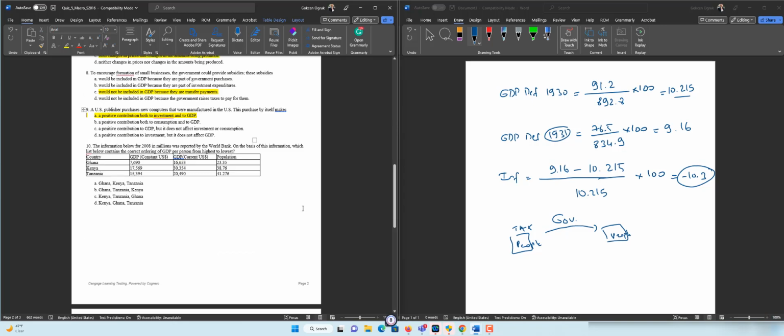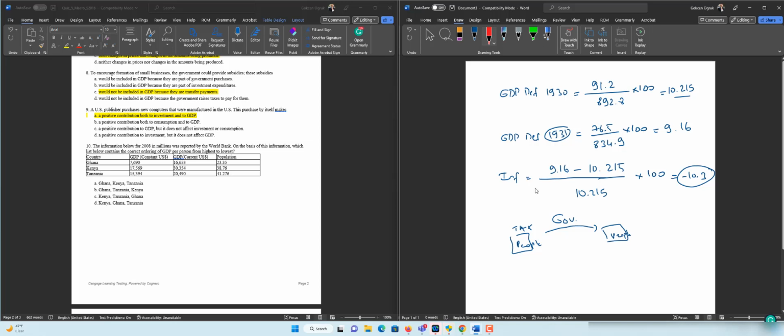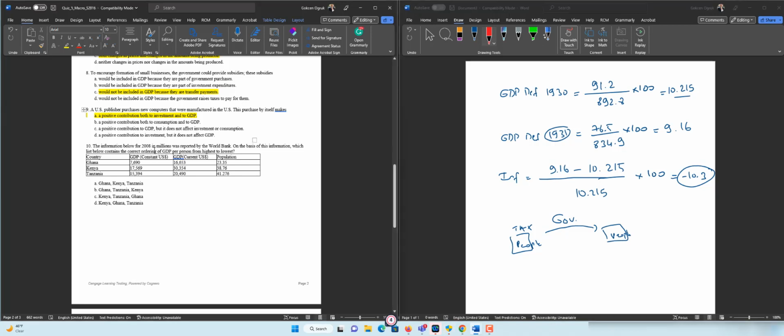And question number 10, the information below for 2008 in millions was reported by the World Bank. On the basis of this information, which list below contains the correct ordering of the GDP per person? So GDP per person, if you remember, is the GDP divided by population. So we need to find GDP per person from highest to lowest, and we will use the real GDP. Therefore, real GDP is the one here, this one. Constant US dollars is the real GDP.